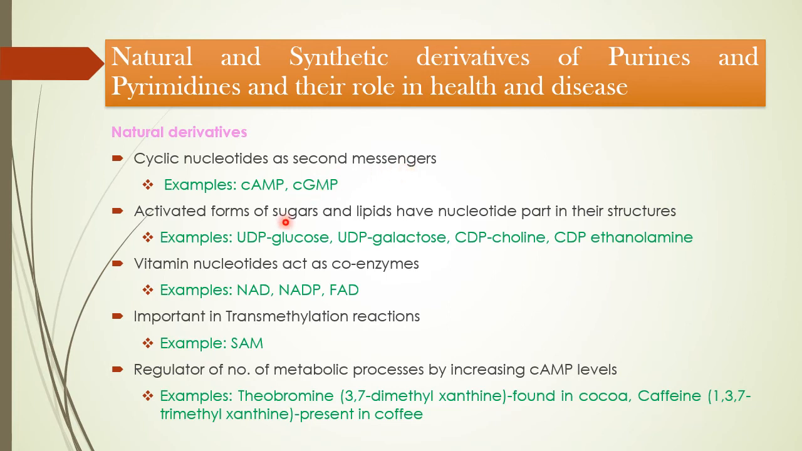Then there are some activated forms of carbohydrate and lipids that contain nucleotide as important part in their structures. A few examples are UDP glucose, as you know, this is involved in the synthesis of glycogen. Then UDP galactose, which is involved in the biosynthesis of polysaccharides. And then we have CDP choline and CDP ethanolamine. These are the compounds which are used in the biosynthesis of phospholipids.